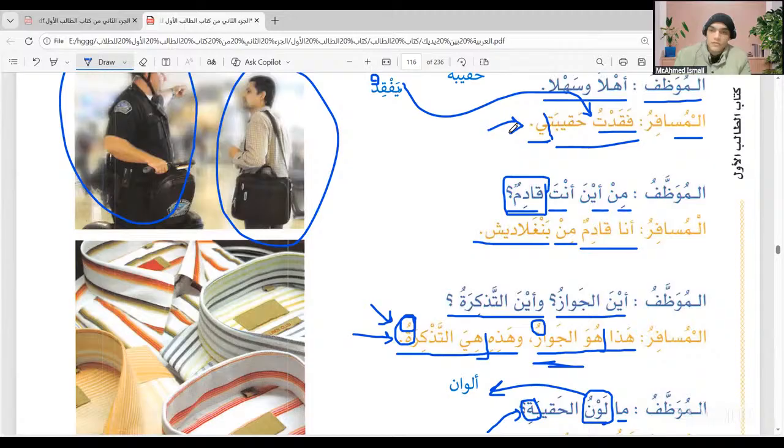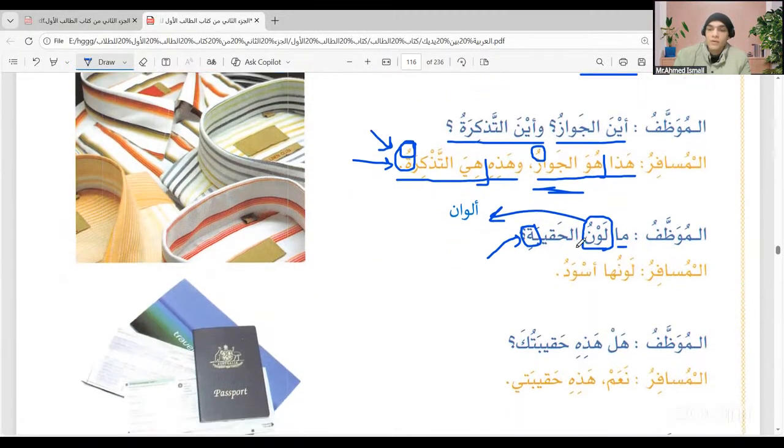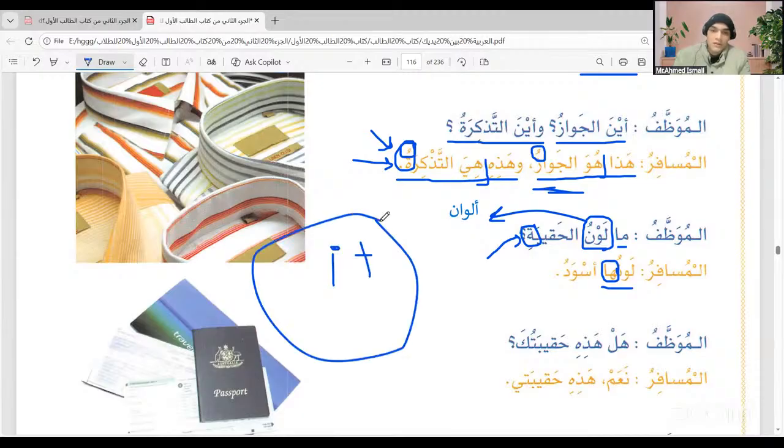Okay, so ما لون الحقيبة, he said لونها. لونها. Why say ha, which means her color? And we said before we don't have any word in Arabic that means its, so I couldn't say in Arabic its color. No, no, no. I don't say that in Arabic.